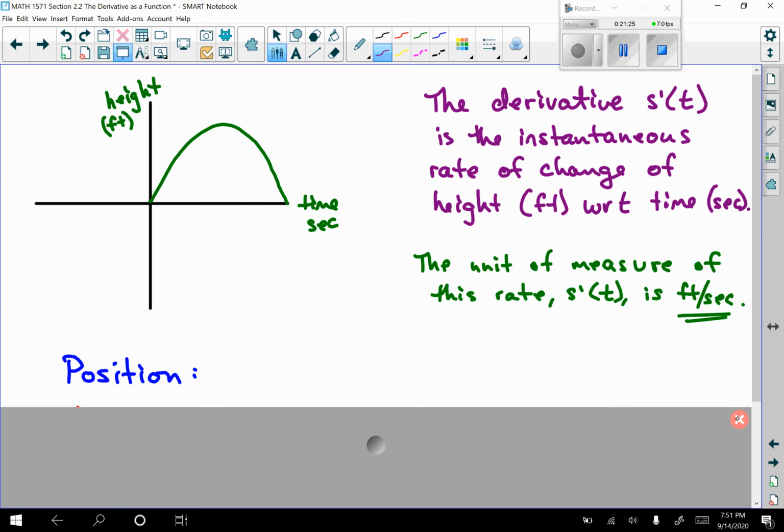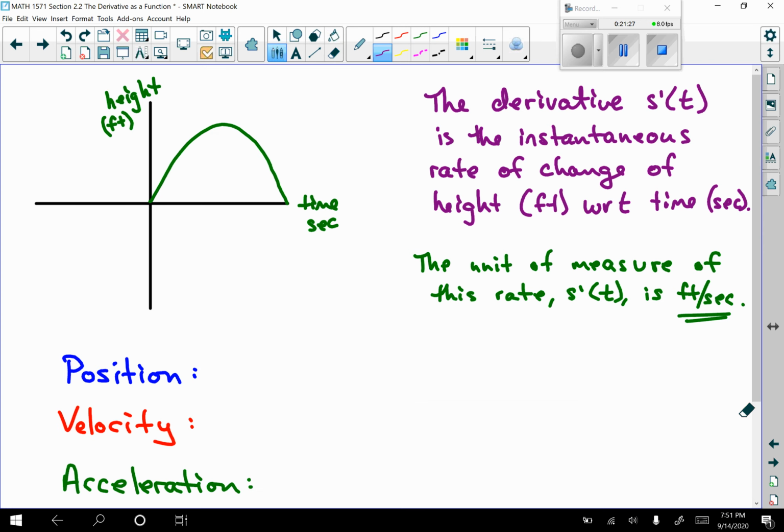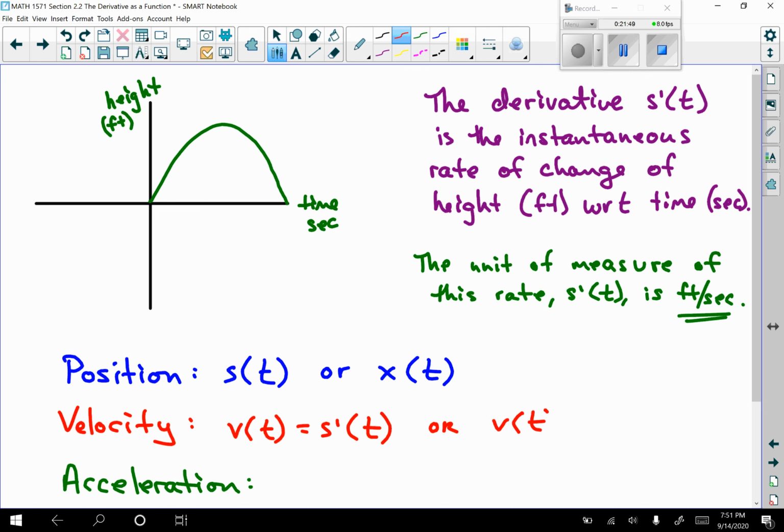All right, so we have some velocity or physics related terms here. So position is usually going to be denoted with s of t or x of t. Velocity is the rate of change in position. So we use v of t, which is going to equal s prime of t, or v of t equals x prime of t. Just to save space for the rest, I'm just going to put this in terms of s of t. Now acceleration is the rate of change in velocity.